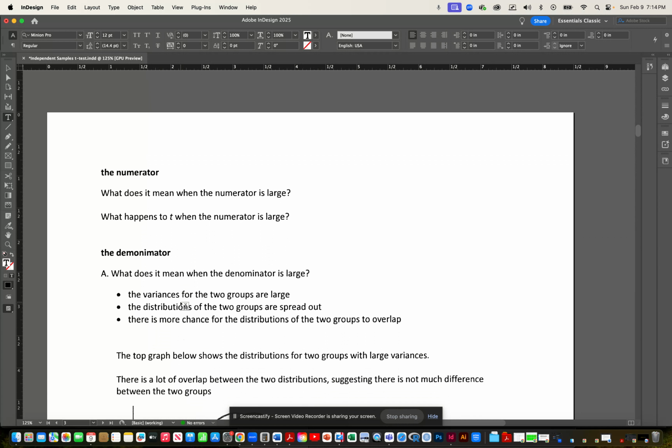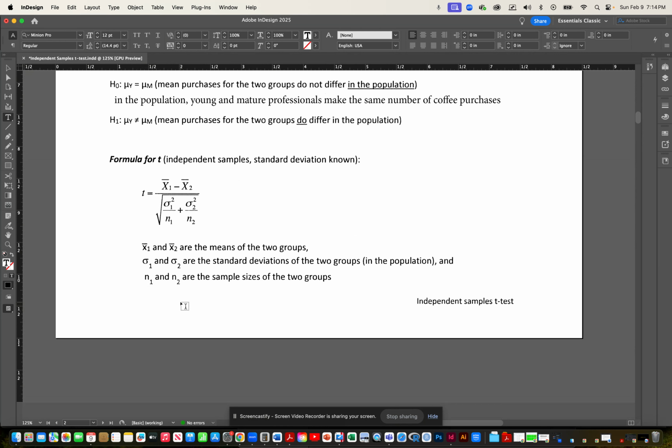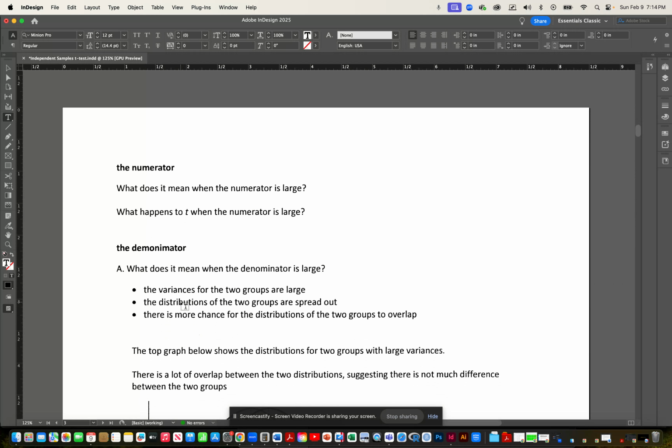So let's look at the numerator again. What does it mean when the numerator is large? So when you subtract the means of the two groups, what does it mean when the numerator is large? Well, it means that there's a big difference between the two means. Let me type that here. There's a big difference between the two means.